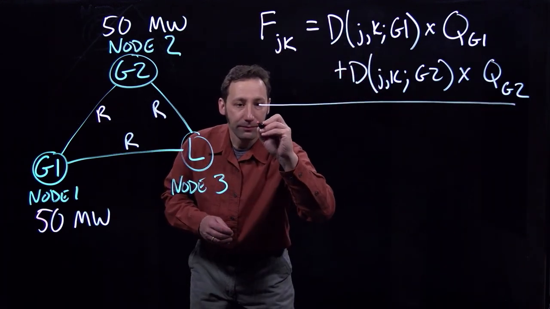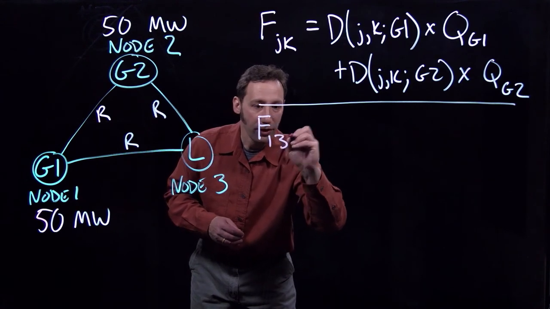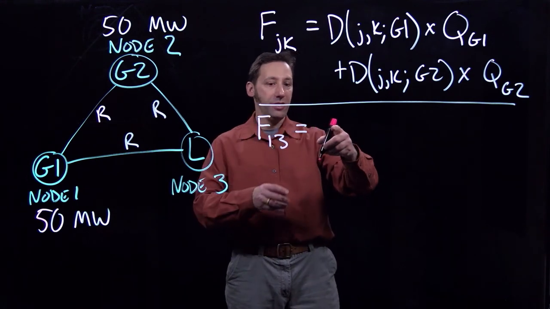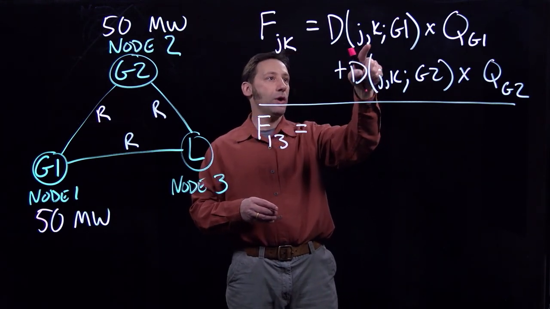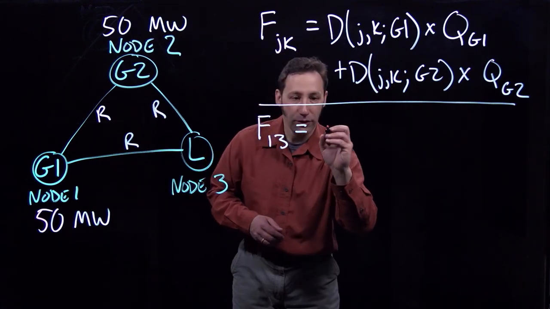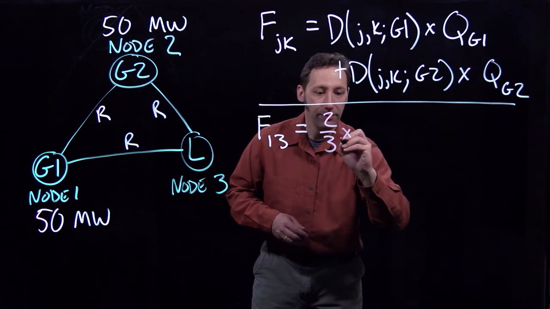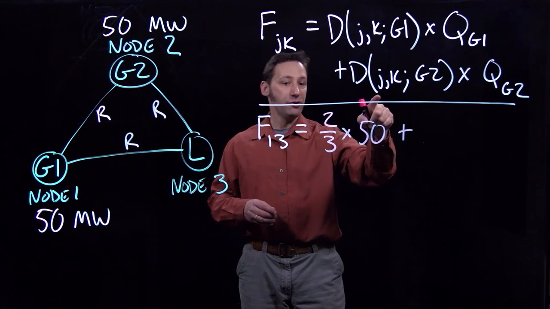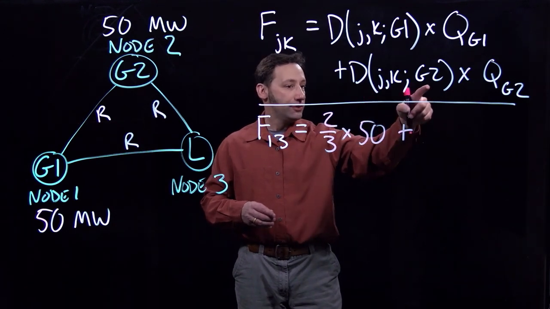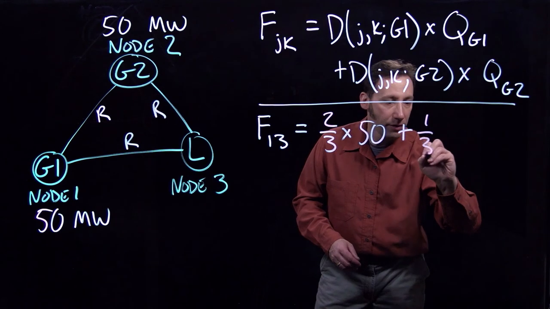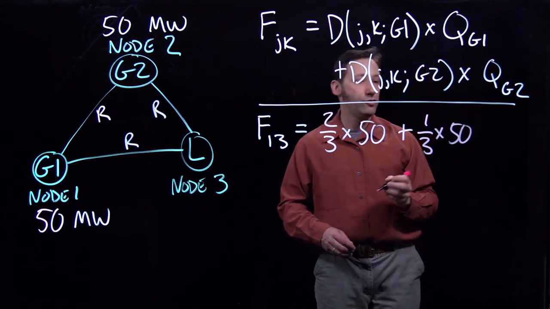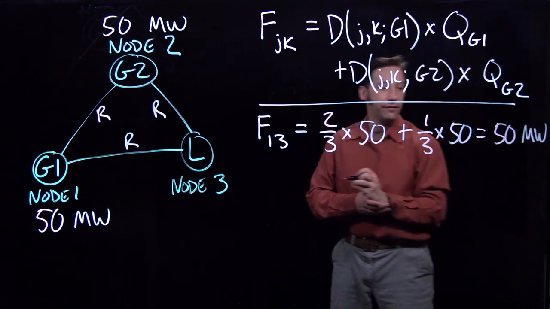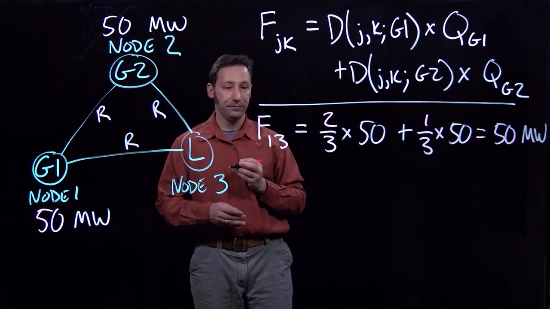So first we'll do line 1 to 3. So the flow on line 1 to 3 is going to be equal to the distribution factor on line 1, 3 from G1, which was 2/3 times the output of G1, which is 50, plus the distribution factor on line 1, 3 from G2, which was 1/3, times the output of G2, which is 50. And so we get 50 megawatts of flow on line 1, 3.